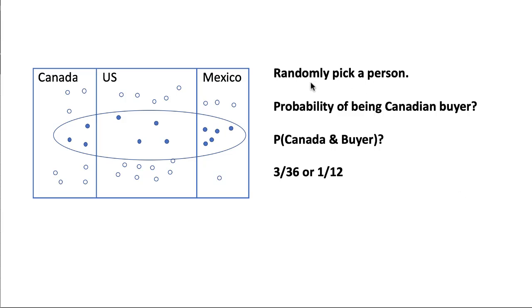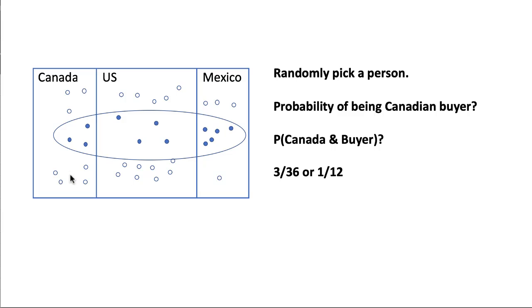Now, randomly pick a person: what is the probability of being a Canadian buyer? So this time we're not saying that the person is given as a buyer or given as Canadian. We are just saying if you randomly pick a person, what is the probability of the person being a Canadian buyer, which is P(Canada, buyer), or P(Canada comma buyer). Obviously there are 3 Canadian buyers out of a total of 36. So the probability turns out to be 1 by 12, which is different from the probability of Canada multiplied by the probability of buyer.